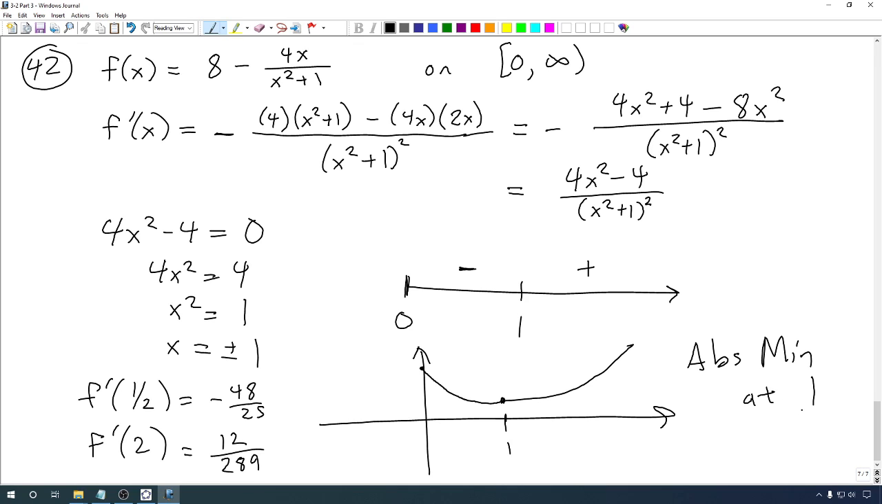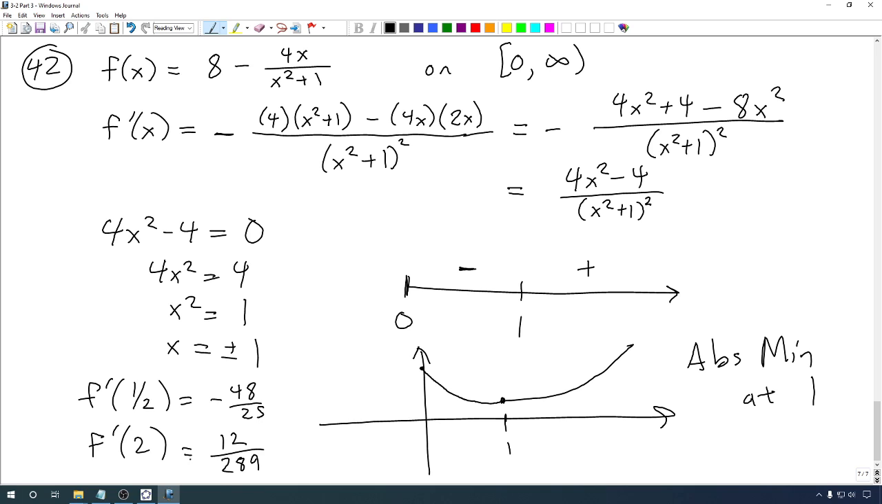That doesn't mean we have an absolute maximum. You might think, well, maybe it's at 0, an absolute maximum at 0. But we have no guarantee that as x goes off to infinity, it doesn't get higher than what we had at 0. And so, as it stands, from the techniques that we have from this section, we can't really say any more than that we have an absolute minimum at 1.